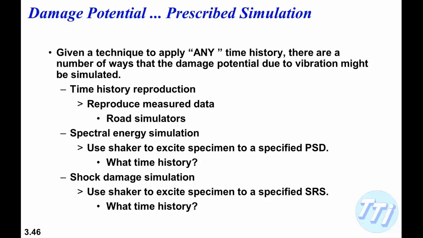Spectral energy simulation is the one that's used most of the time, and here we're using a shaker to excite the specimen to a specified PSD. The problem there is, as we've seen, a specified PSD can have any number of time histories. Then shock damage simulation will use a shaker to excite the specimen to a specified shock response spectrum or some other characterization of the shock. And the question there is what time history do we want to use?